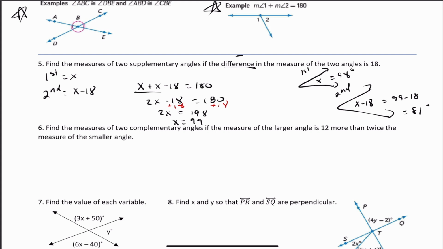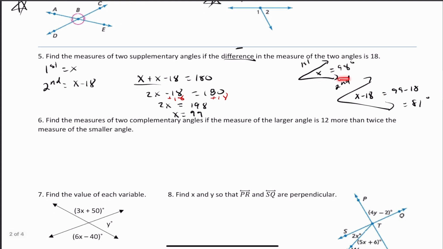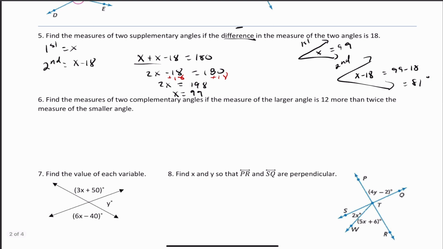Well, if the difference between these two angles is 18, well, 98 minus 81, wait, what did I do wrong? Oh, sorry, this should not be 98, this should be 99. There you go. So 99 minus 81, that should be 18. Difference, okay.